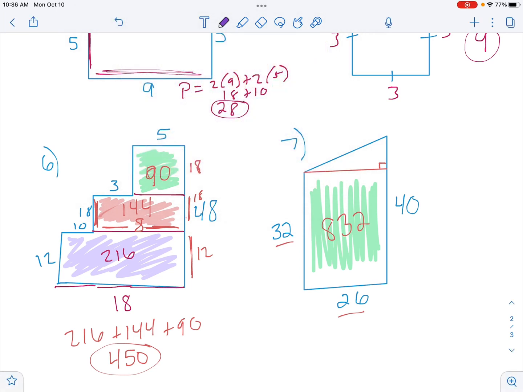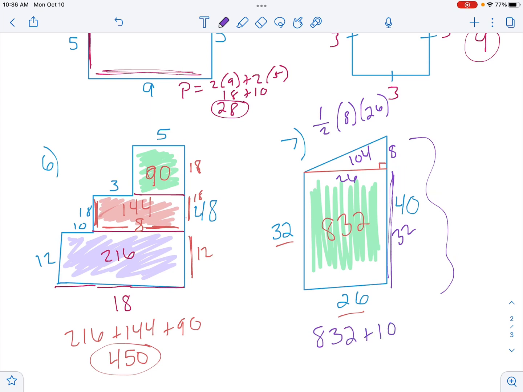Then I know since this bottom is 26, this height of the triangle would be 26. Since this whole thing's 40 and this part's 32, 40 minus 32 is 8. So now I can find that triangle with 1/2 base times height. So half of 8 is 4, and 4 times 26 is 104. So now I can find the area of this entire figure by doing 832 plus 104, which gives me 936 as my area.